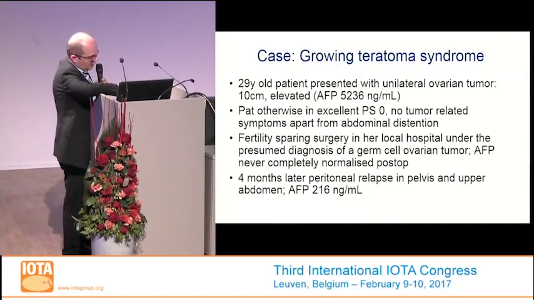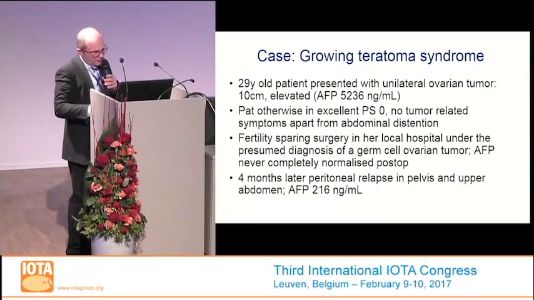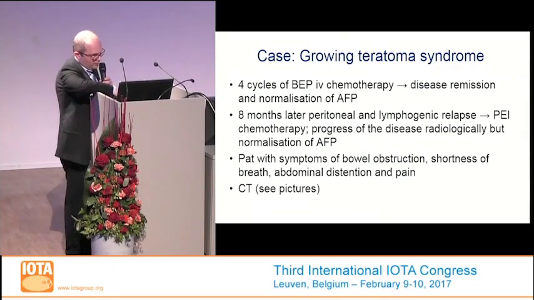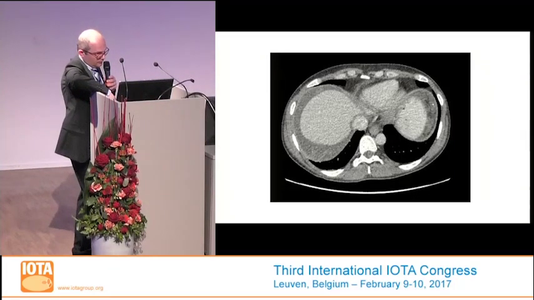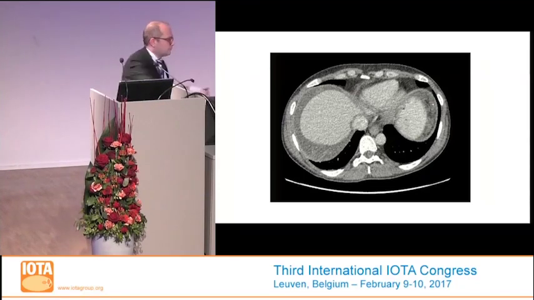Four months later, she had a peritoneal relapse in the pelvis and upper abdomen with the AFP of 216. She had 4 cycles of PEB, and 8 months later, she had a peritoneal lymphogenic relapse. She had PI chemotherapy, with progressive disease on radiology, but normal AFP. The patient had symptoms of bowel obstruction, shortness of breath, abdominal distension and pain, and she had this CT.